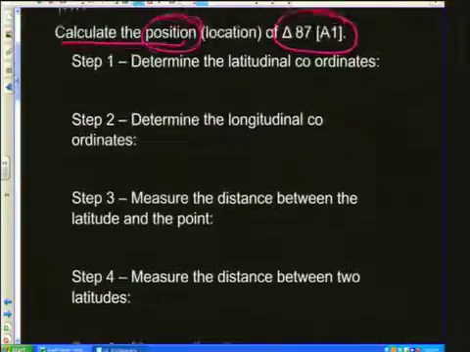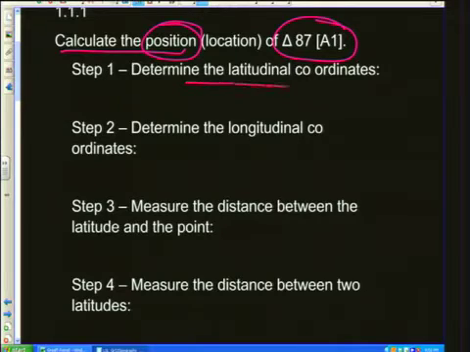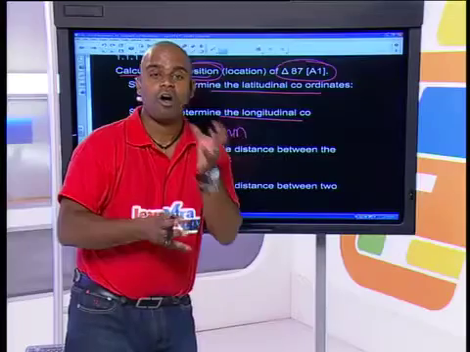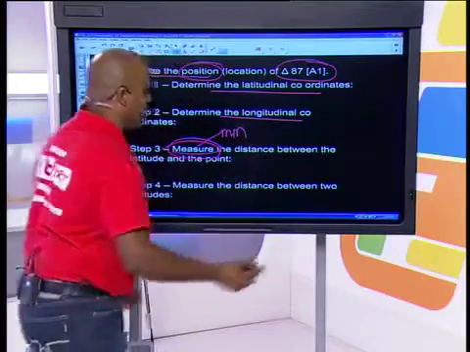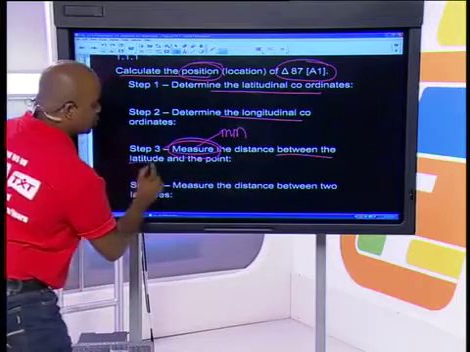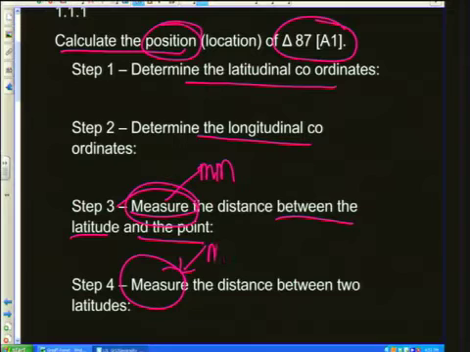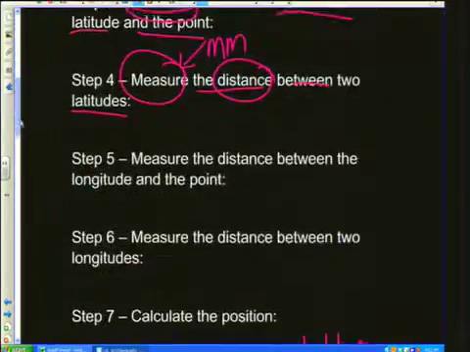So, what have we done? Step 1, determine the latitudinal coordinates. Step 2, determine the longitudinal coordinates. Step 3, measure. Note, when we're measuring, we're always going to measure in millimeters. This is a more accurate determination of the distance between the line and the point, between the latitude and the point. And step 4, measure again, remembering that it is in millimeters, the distance between the two latitudes.